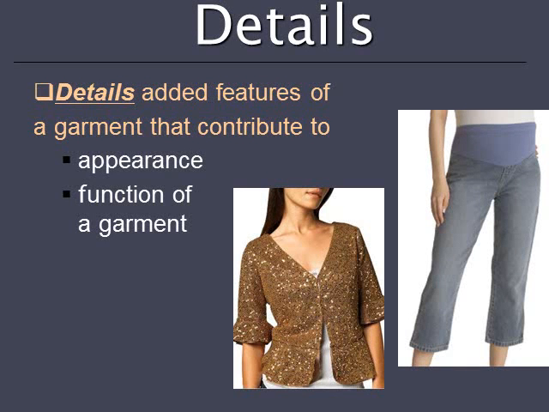When we're talking about details being added to features of a garment, we want to make sure that it contributes to the overall appearance and the function of the garment. If you think about these two pieces here, this little crop jacket with the sequins, if the sequin detail wasn't added, the appearance and function would be completely different. The function of the garment could probably mean it would be wearable in more than one location, but since the sequins are on there, it gives it a very distinct look. Same thing with the maternity pants.